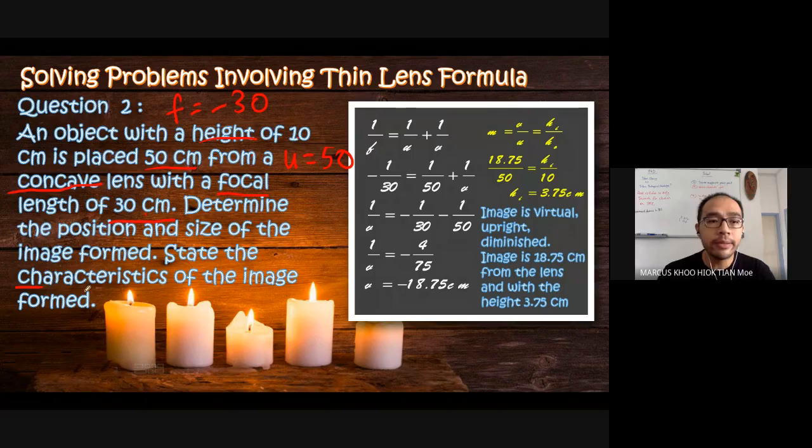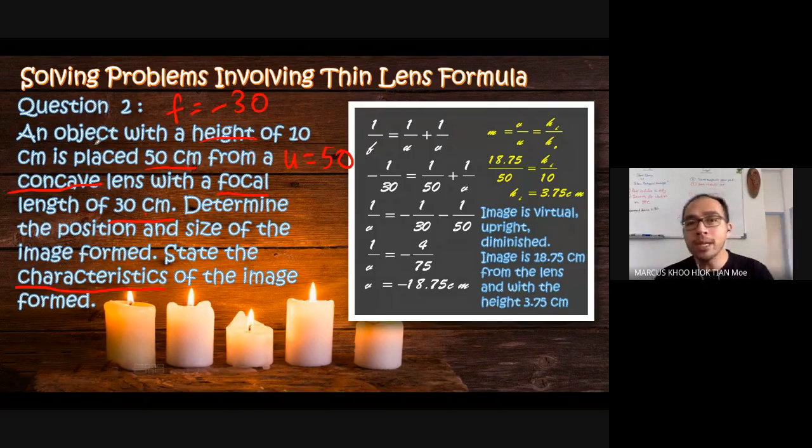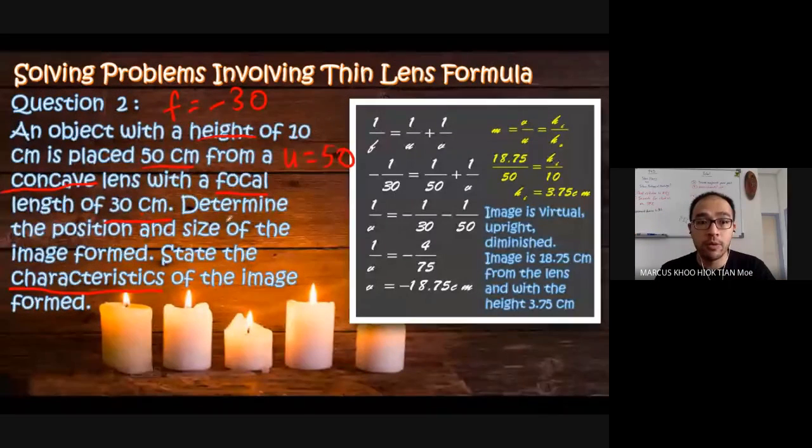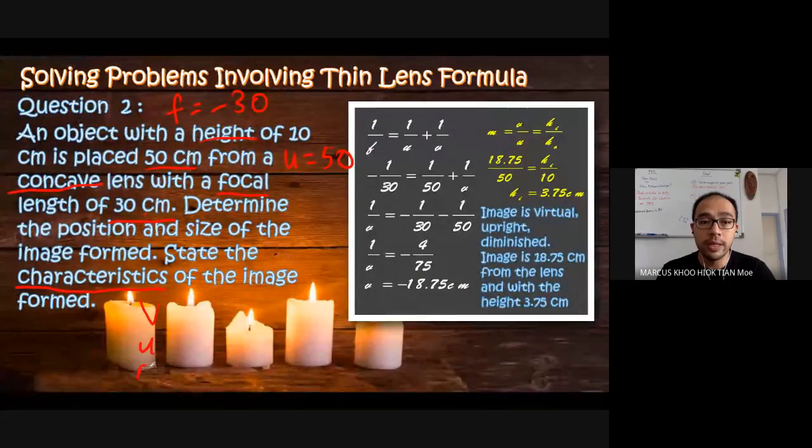Now, characteristics is definitely the simplest because concave lens, no matter where you put the object, the characteristics is the same, which is VUD, virtual upright diminished. Tidak payah fikir pun because concave lens all the same. The only difficult part now is we have to calculate the distance lah.